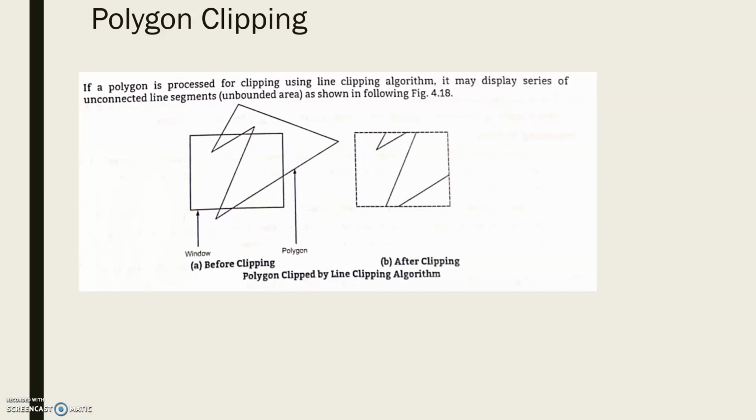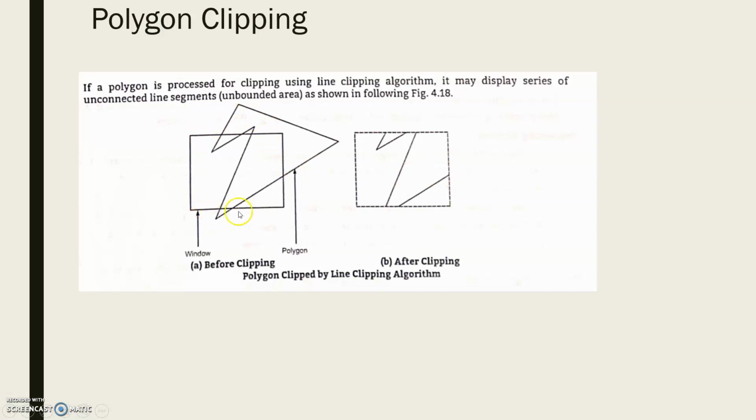In the last lecture, till now, we have studied the line clipping algorithm. In line clipping, if a line is outside a clipping window, then we have to discard the part of that line which is outside the clipping window, and display only the part of the line which is inside the clipping window. In the same way, polygon clipping means we have to display only the portion of a polygon which is inside a clipping window.